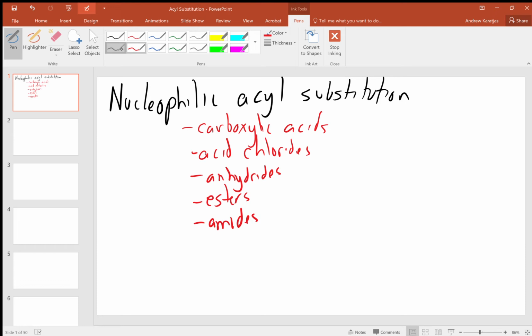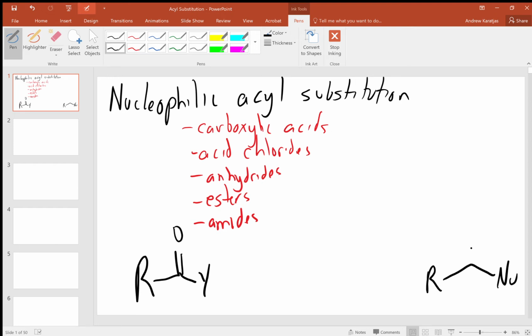So what is an acyl substitution reaction? So an acyl substitution reaction is a carbonyl that has some sort of Y group here. And we can see from the list of functional groups, we've got a number of different options. And by adding a nucleophile, we replace that Y group with a nucleophile.